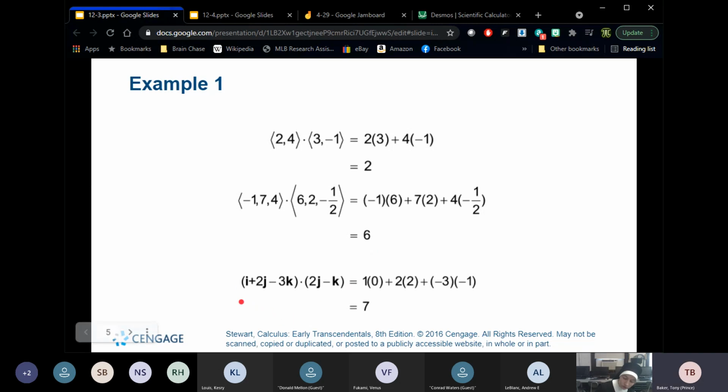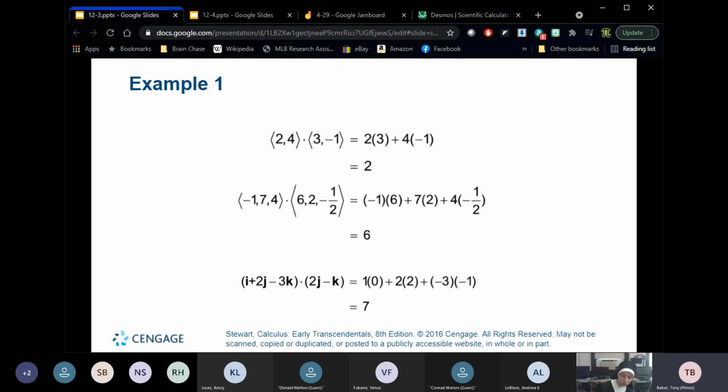We also can look at it when it's in terms of the IJK format. Remember, if the letter's there, there's a 1. If there's no letter there, then it would be a 0. So in this case, we've got 1 I here, and we've got 0 I in this one. So it's 1 times 0, 2 times 2, and -3 times -1. When we add it together, we get 7 out of it.